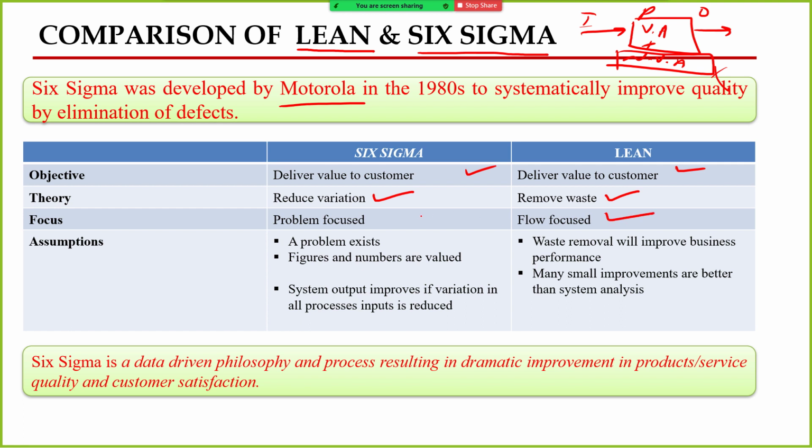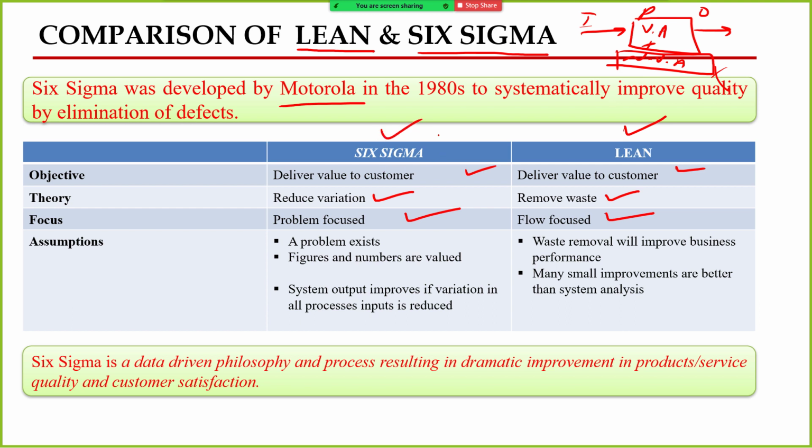Whereas in Six Sigma, we are ultimately focusing on the problem. But the ultimate target of both programs is to deliver value to the customer. That is the main element. Normally, if we consider these two programs separately, Lean is said to be a low-hanging fruit program, whereas Six Sigma is a high-hanging fruit program.